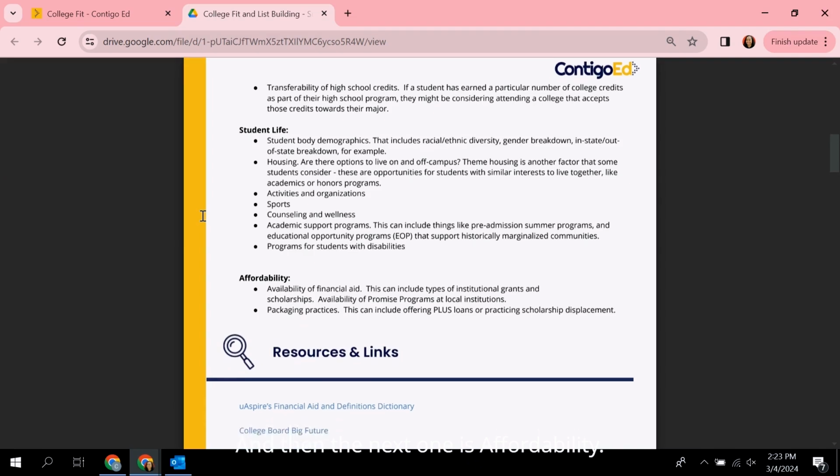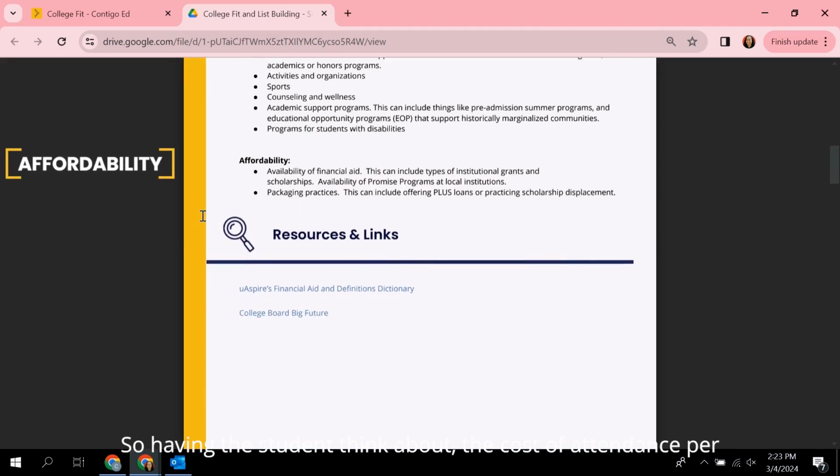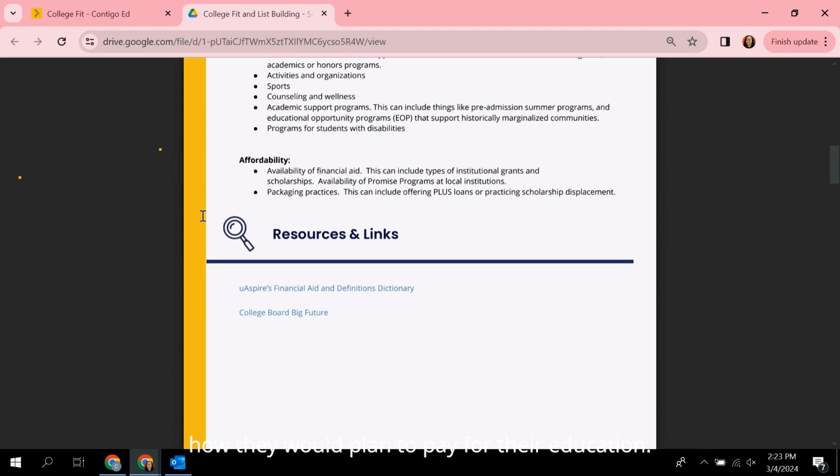And then the next one is affordability. So having the student think about the cost of attendance per different schools, or what kind of financial aid they could be receiving or offered. So this is really important for them to know the differences and how they would plan to pay for their education. Then you can see there's some resources and links.